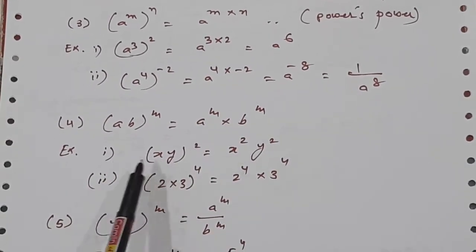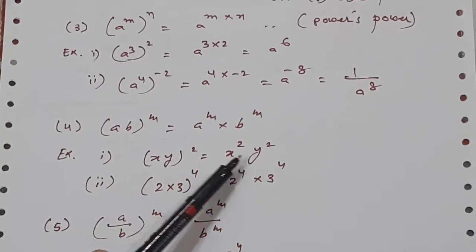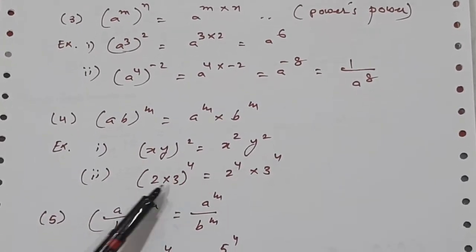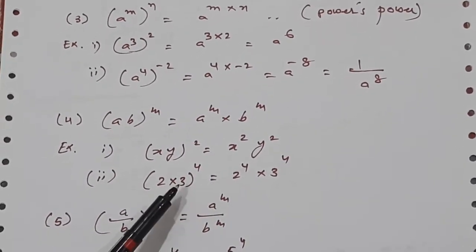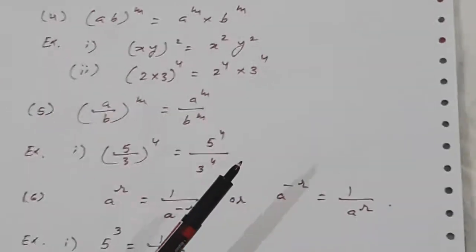Okay, example. (xy) raised to 2. So very simple it is. x square y square. (2 into 3) raised to 4, so it will be 2 raised to 4 and 3 raised to 4. You can simplify it for the answer.